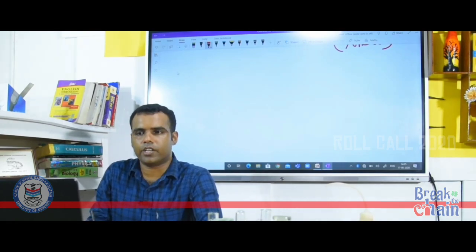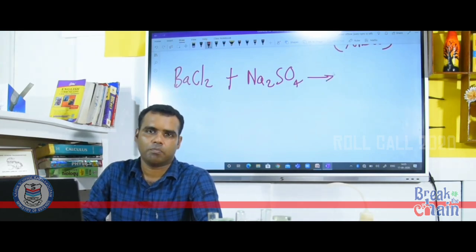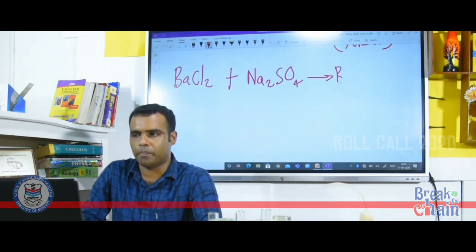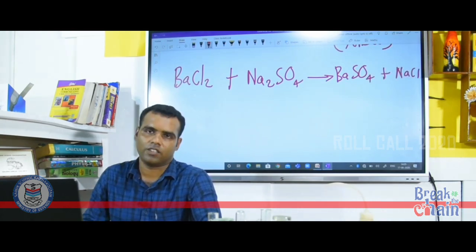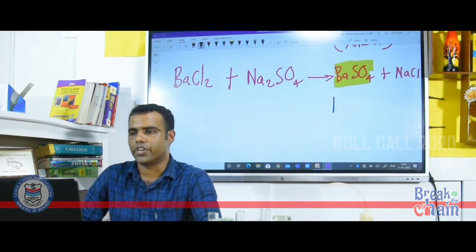Barium chloride means BaCl2. Sodium sulfate means Na2SO4. The products are barium sulfate, that is BaSO4, plus sodium chloride, NaCl. This barium sulfate formed during this reaction is actually our precipitate.